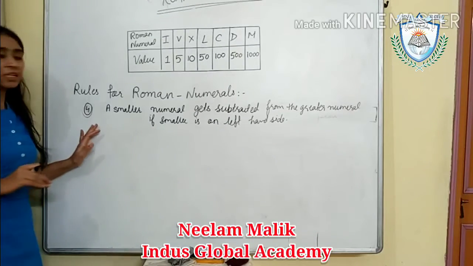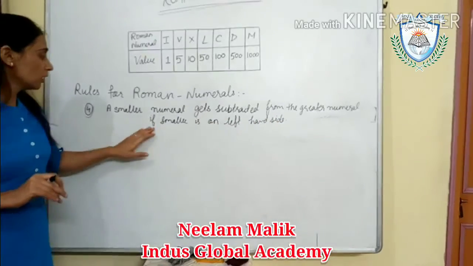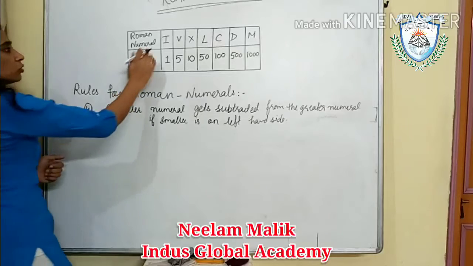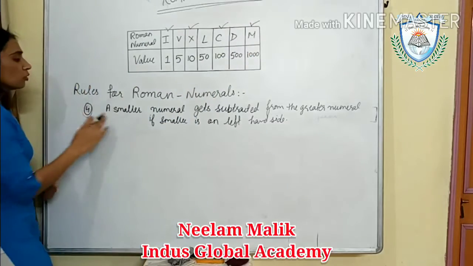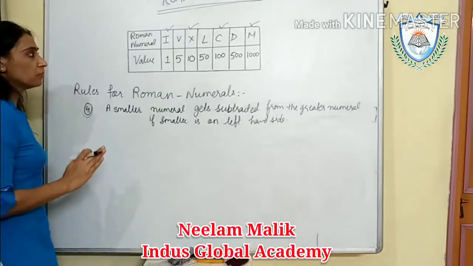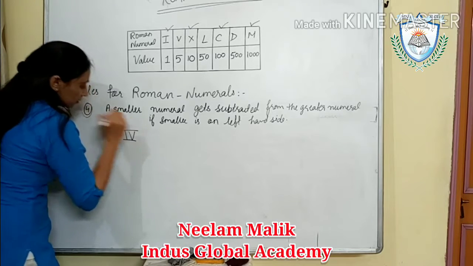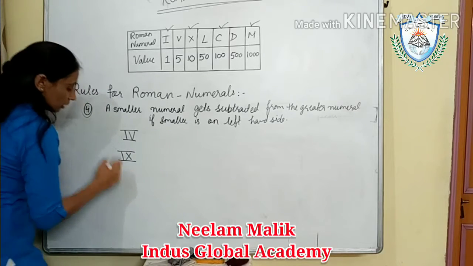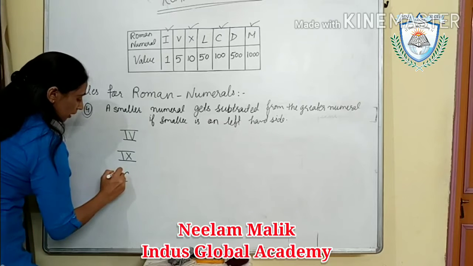The rule number 4 is, a smaller numeral gets subtracted from the greater numeral if the smaller is on the left hand side. We will use only these 4 special numerals. So if a smaller numeral is on the left hand side, then we will subtract. Suppose you are having IV, IX, and XC.